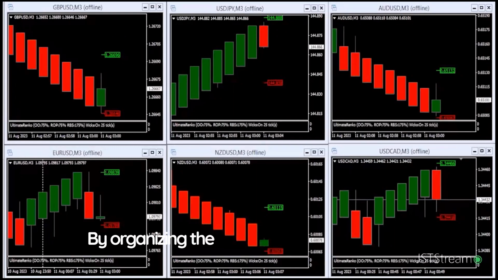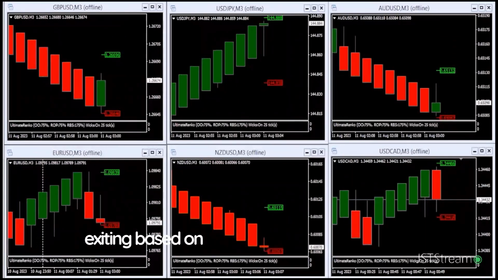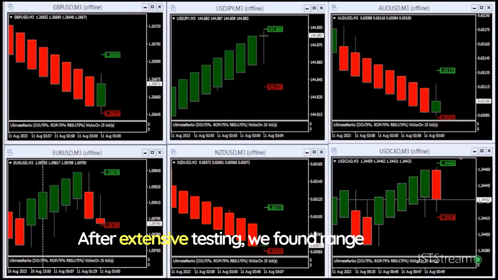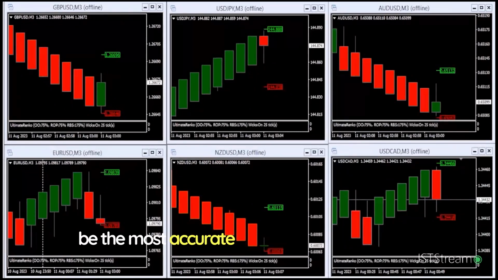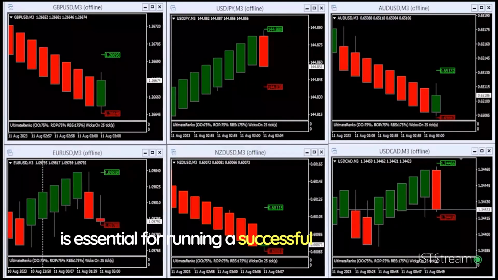By organizing the chart using range bars, we eliminate noise and can focus on entering and exiting based on systematic price movement. After extensive testing, we found range bars to be the most accurate method for entering and exiting trades in a structured, organized way, which is essential for running a successful trading business.